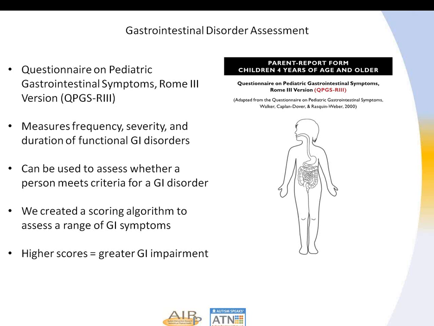So the Rome-3 measures severity of functional gastrointestinal disorders. Again, as I mentioned, this is beginning to be used as a measure of autistic symptomatology for gastrointestinal problems. And it's typically used as a criteria to determine whether someone meets criteria for gastrointestinal disorder. However, we created a scoring algorithm to create a continuous variable as to the severity of the gastrointestinal impairment based upon this.